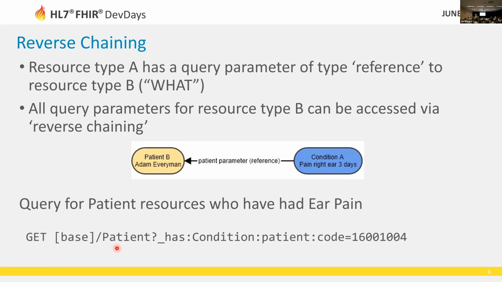So we'll start with Patient, which has Condition, which is the other linked reference resource name, Condition, and then patient. What is the linkage between them? What connects the Patient and Condition resources? It's the patient search parameter. And then the actual filter, where code equals ear pain. So many colons, but the first one has the connected resource, Condition. What is the connection between them, which is patient, and then the actual filter.